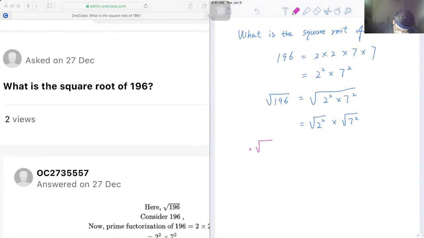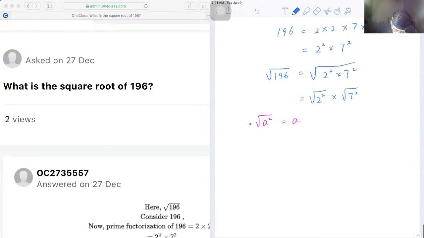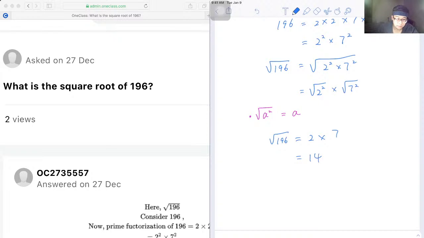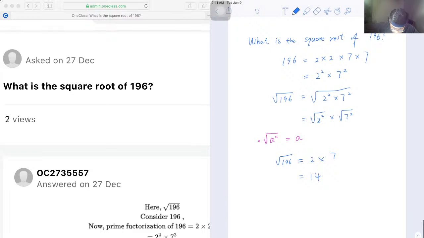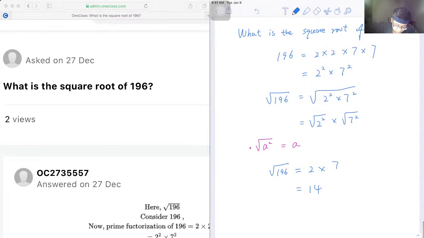Recall that the square root of anything square will just be equal to the number itself. So apply that to our question. We will have root 196 is equal to 2 times 7, which will give us 14 as our answer. Okay. Yep. So whenever we come across a question asking us to find the square root of a number, we always need to do the prime factorization first.